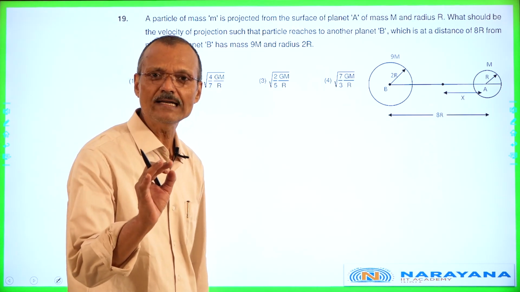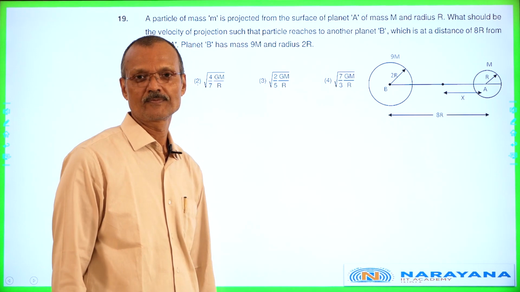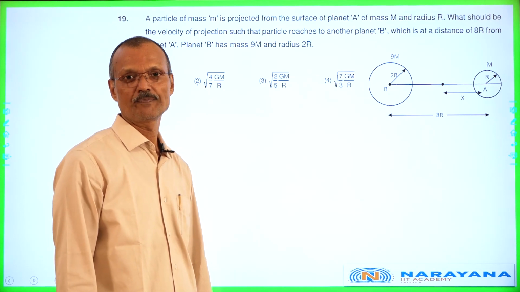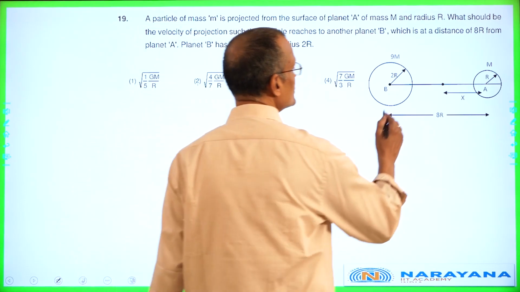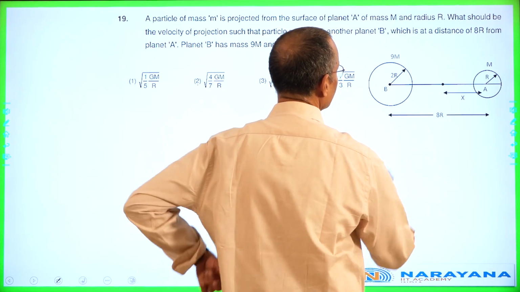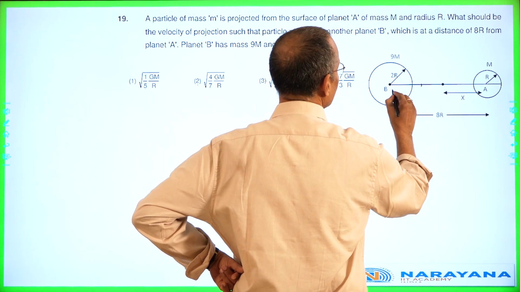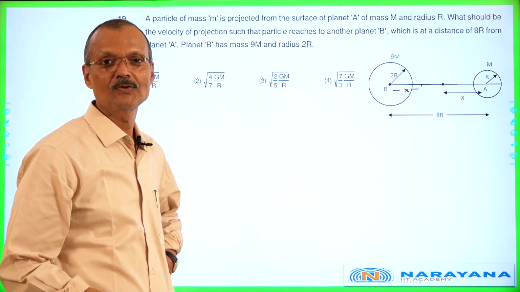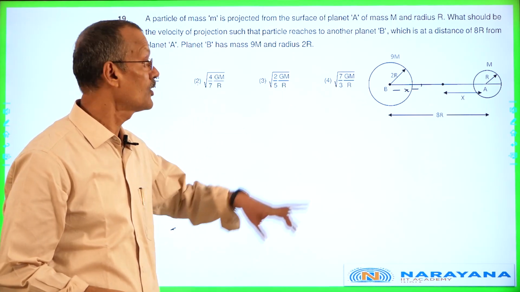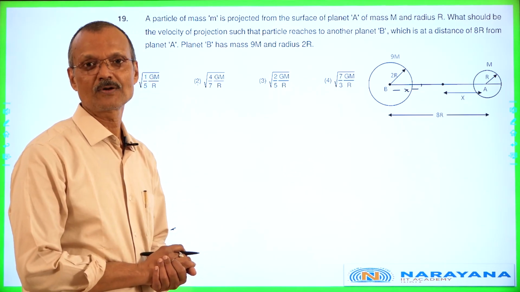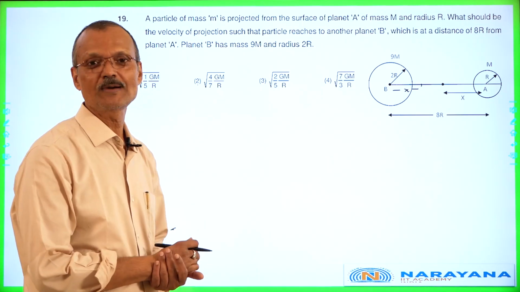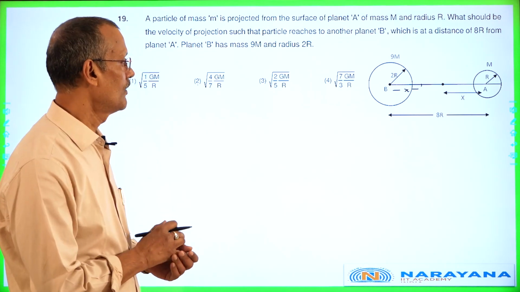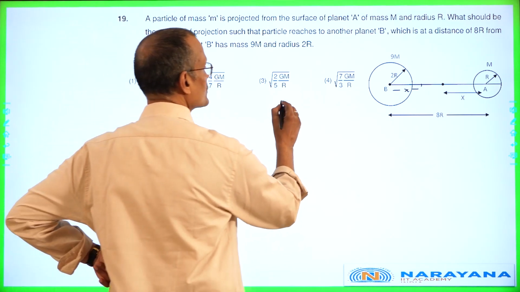So, first find out where is the boundary wall. What is the boundary wall? The neutral point where the net gravitational field is zero. Suppose that one is situated, this distance is 8r they had given you, at a distance x from here. Directly you also know the formula, the distance of the neutral point from the smaller one is d by under root m2 by m1, because in between it is there, plus 1 or minus 1 you will be taking. Here I am showing you directly.